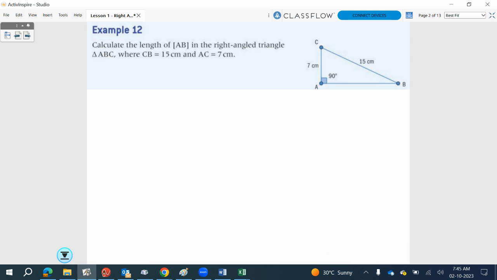So have a go at the question here. This is SOHCAHTOA. Take a minute to solve.